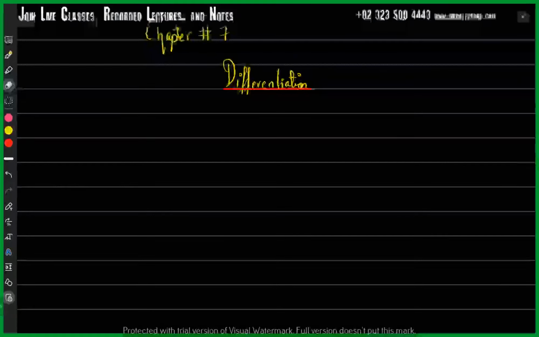Now in AS, differentiation is very simple, but in A2 we would be talking about some more complicated functions, so their differentiation would be more complicated, right? In AS it's very, very basic. Okay, let's talk about the first thing.